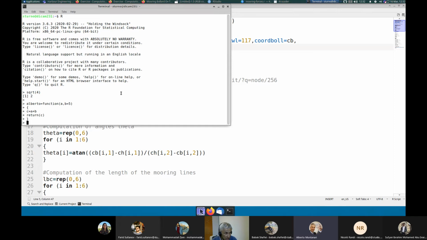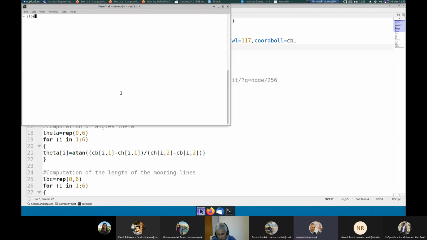Let me clear the screen and let me just type Alberto to see what happens. And here I have my function. Now let's try to make Alberto 10. What do I get? 15. Because the first argument, A, I gave the value of 10. The second argument, I didn't give any value. And then it took the default.